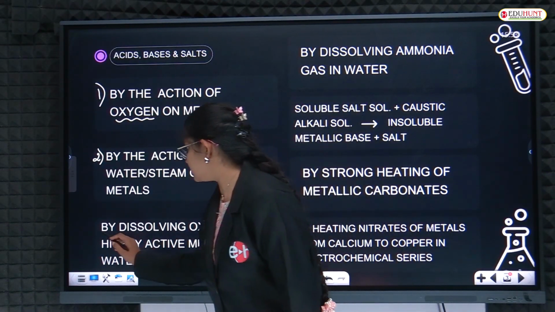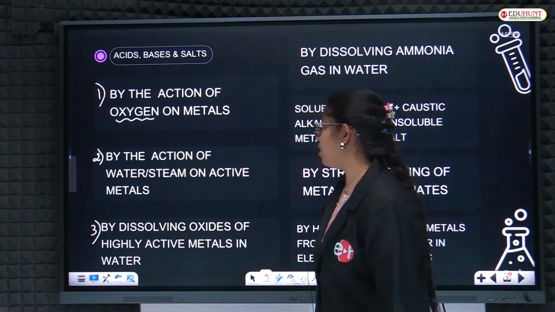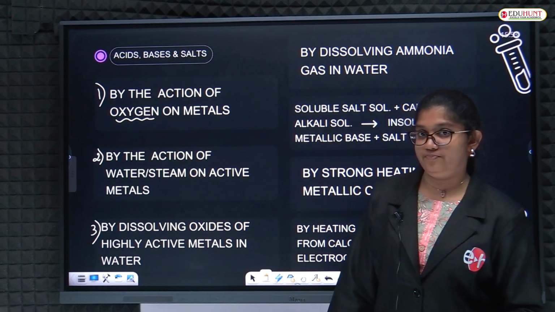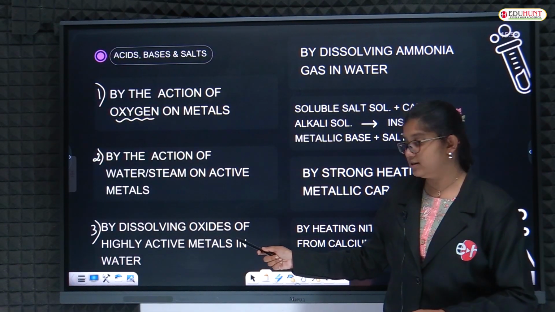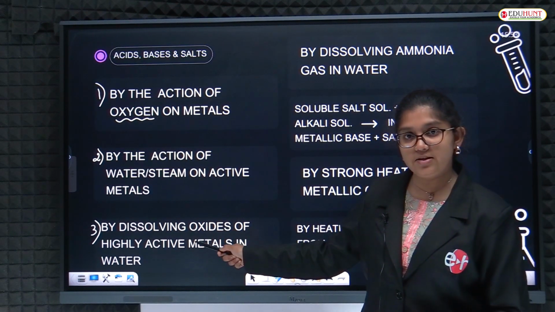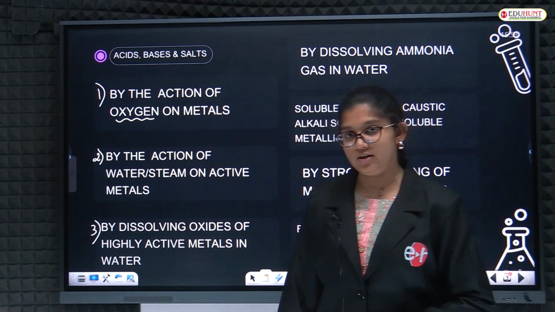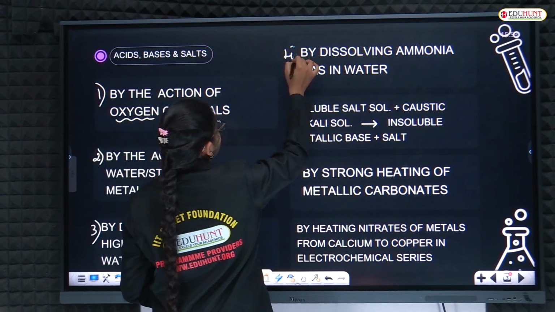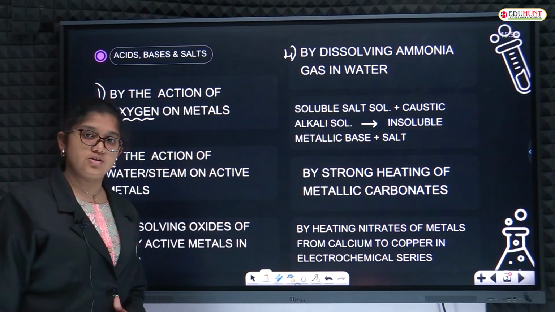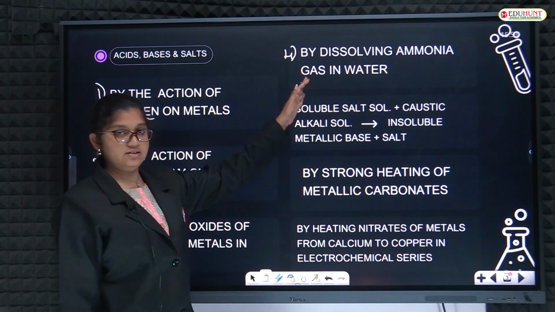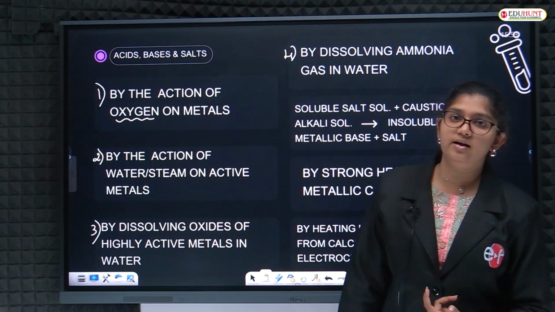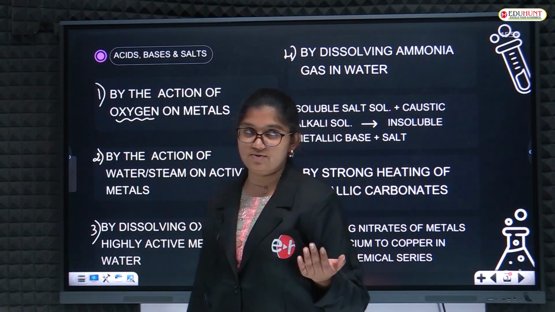The third one is by dissolving oxides of highly active metals in water. You have to dissolve some oxides of highly active metals in water. These are the 3. And the fourth one is by dissolving ammonia gas in water. That is a very simple method. Simply we dissolve ammonia gas in water, and we get the base, ammonium hydroxide.